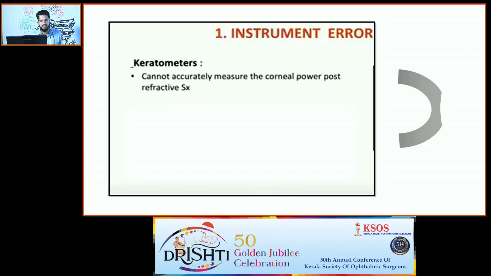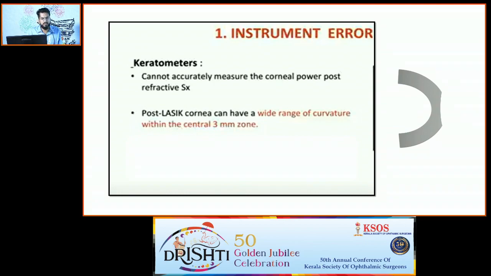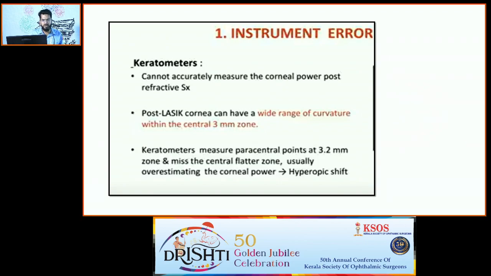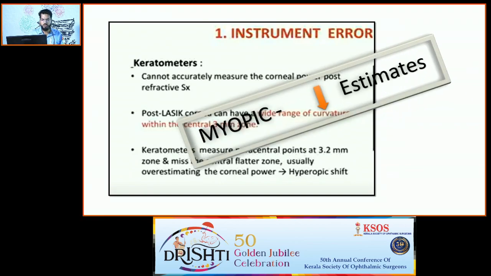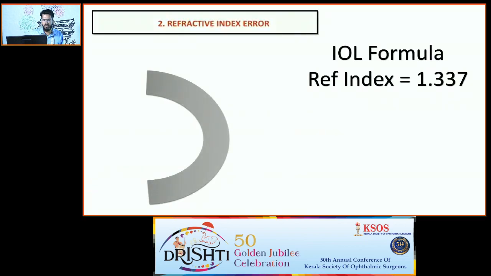So the instrument error here in a post-refractive surgery is that only the central zone is being estimated, and even in the central zone in a post-refractive patient you have different curvatures at different points. The machine will be calculating it at 3.2 millimeters, but at the central areas the curvatures are quite different. So again, in a myope, you will be underestimating the power and making him hyperopic.